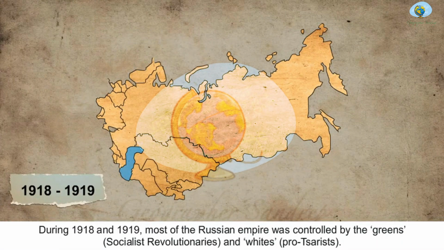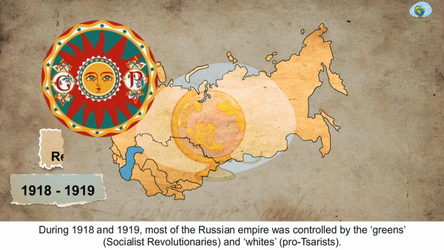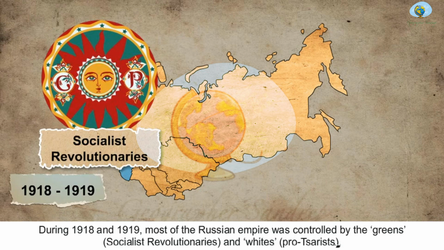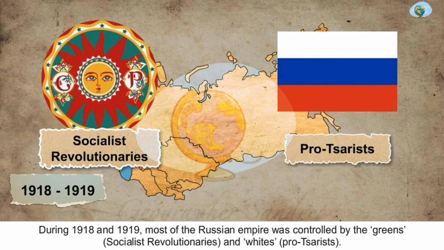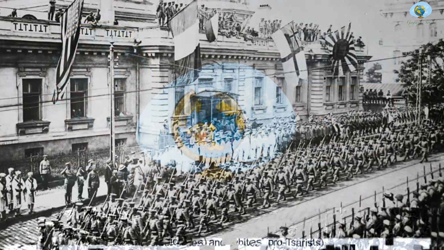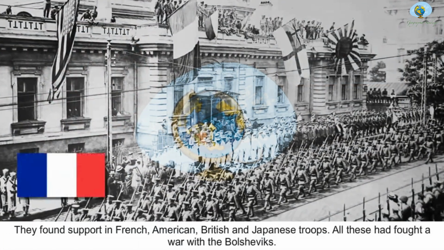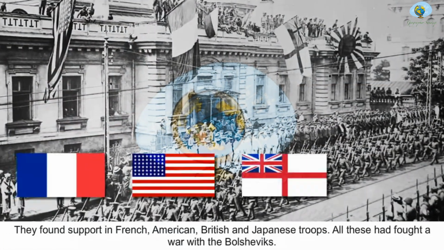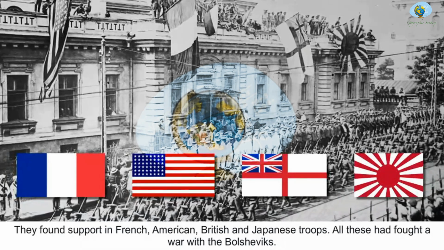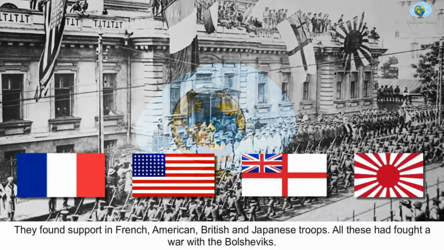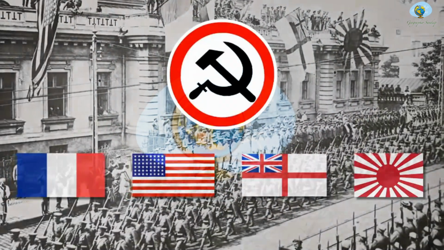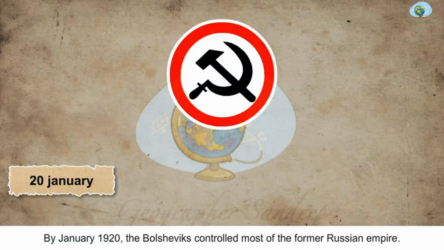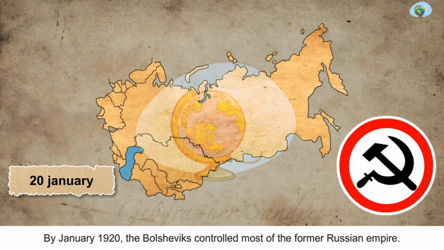During 1918 and 1919, most of the Russian Empire was controlled by the Greens, socialist revolutionaries, and Whites, pro-Tsarists. They found support in French, American, British, and Japanese troops. All these had fought a war with the Bolsheviks. By January 1920, the Bolsheviks controlled most of the former Russian Empire.